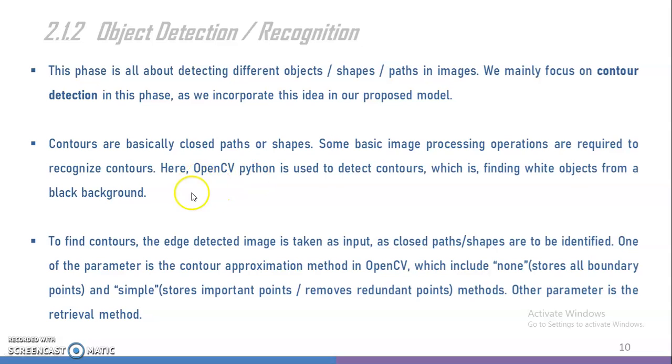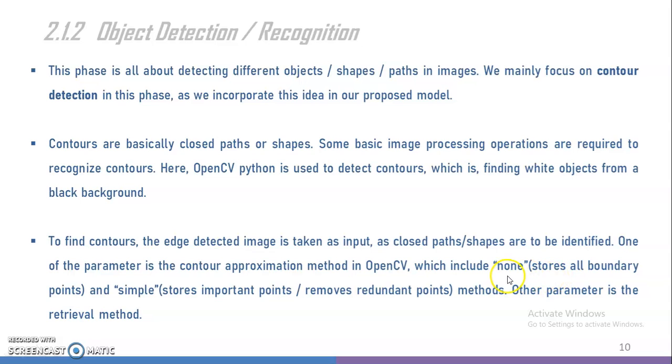Now contours are basically closed paths or shapes, and basic image processing operations are required to recognize contours. We use OpenCV Python to detect contours, which is finding white objects on a black background, similar to edge detected images. If we find closed shapes of edges on a black background, it comes as a contour. To find contours, the edge detected image is taken as input and the closed paths or shapes are identified. And the contour approximation method is used in OpenCV.